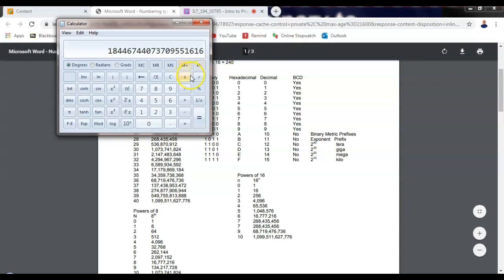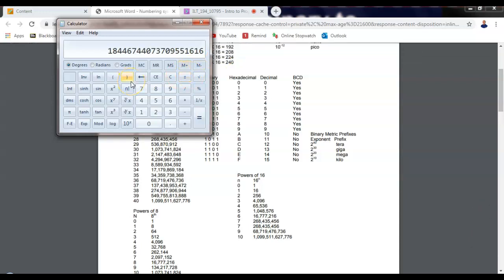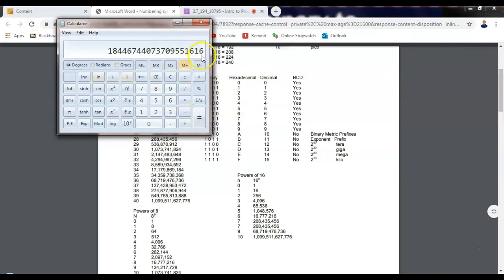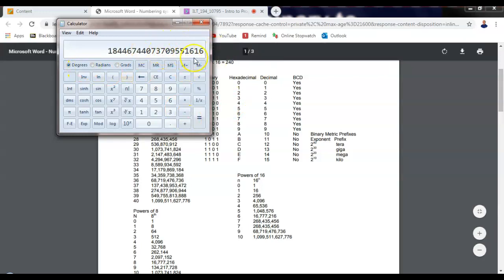This calculator, I don't know how far we can go. But you can see there's really no need for us to even worry about anything above double long words, because that's a huge number. Well, actually, it's this many combinations.